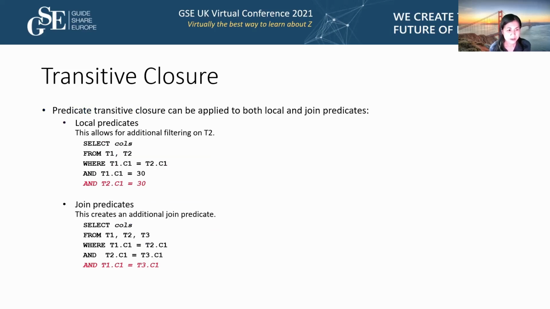Transitive closure can be applied to both local and join predicates. The first example we see here is Db2 generating a local predicate. This new predicate allows additional filtering on table T2. The new predicate is T2.C1 equal to 30. Db2 also can generate a transitive closure for join predicate. This will create an additional join sequence. In this example, a new predicate is generated, T1.C1 equal to T3.C1.